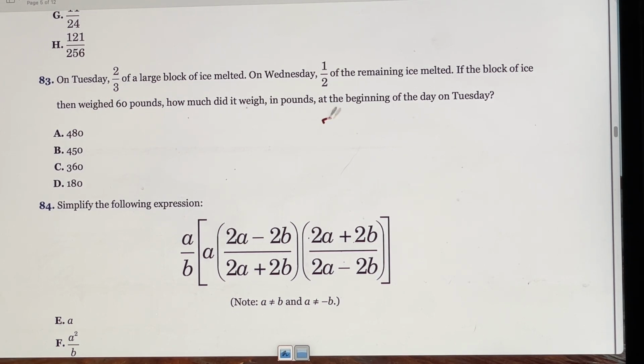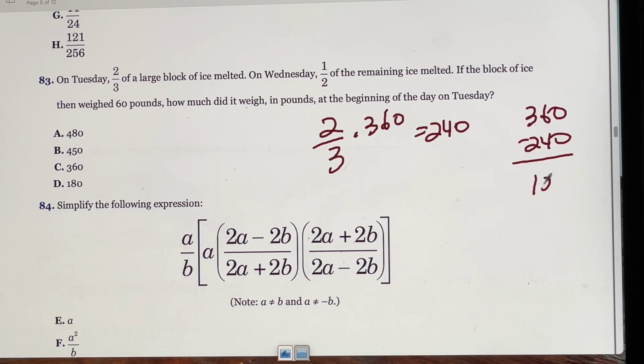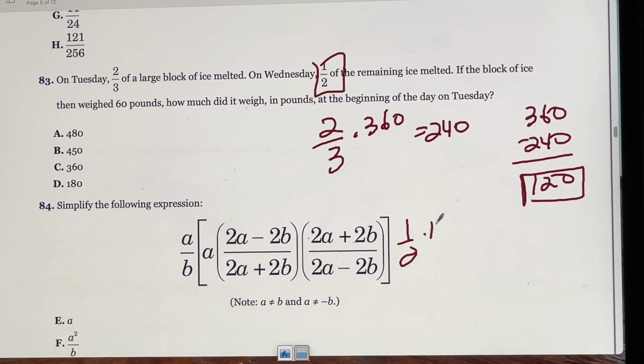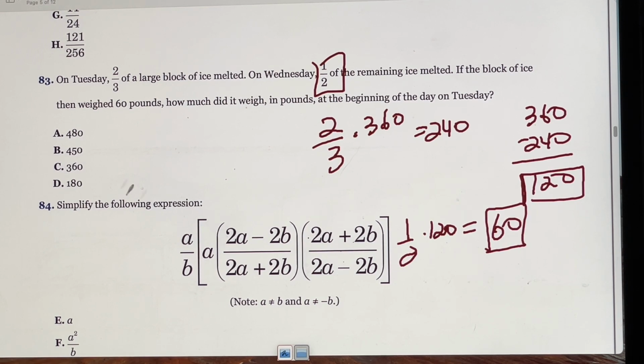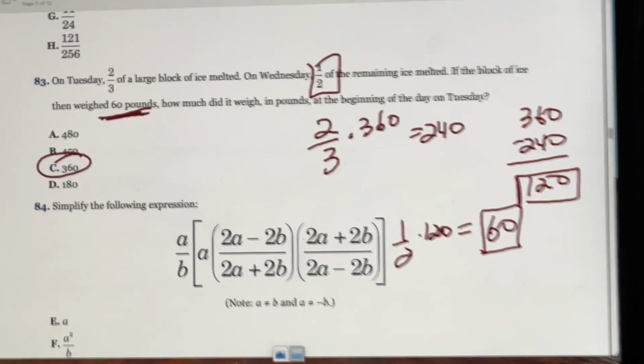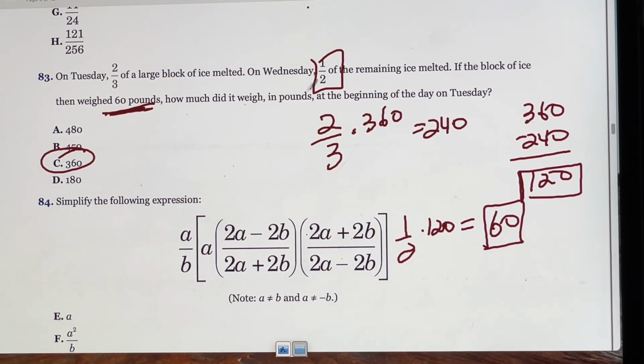Let's try C. 2/3 of 360 melted. What's 2/3 of 360? It's 240, right? So 360 original minus the 240 that melted, you have 120 left over. So on Wednesday, half of 120 melted, and if you take half of 120, you get 60. And that's what we wanted. So the correct answer is C. I wonder what I did wrong before, but I'll get back to that.